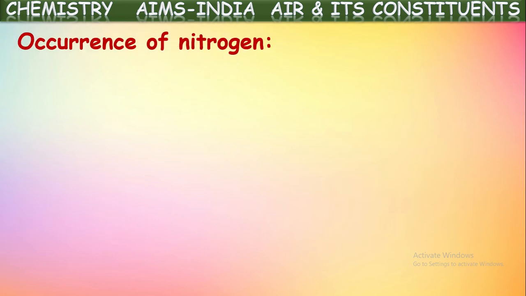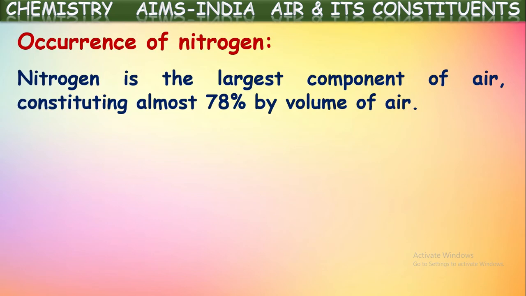How does nitrogen occur in the atmosphere? Nitrogen is the largest component of air, constituting around 78% by volume of air. Isn't it? The most abundant gas in the atmospheric air is nitrogen. We have heard this. What is the percentage of nitrogen gas in the atmosphere? It is around 78%.